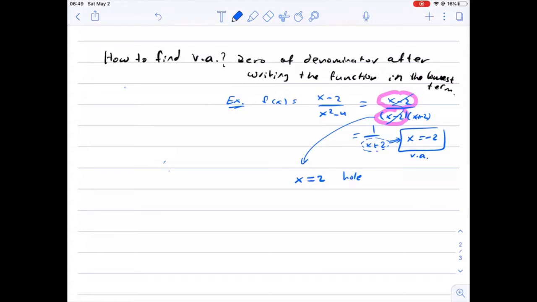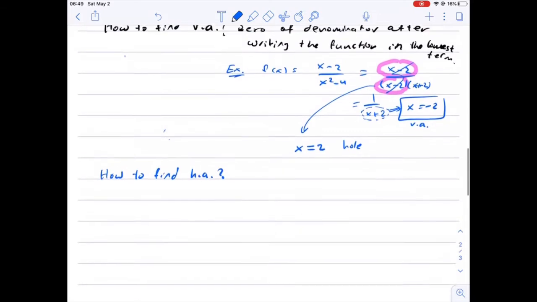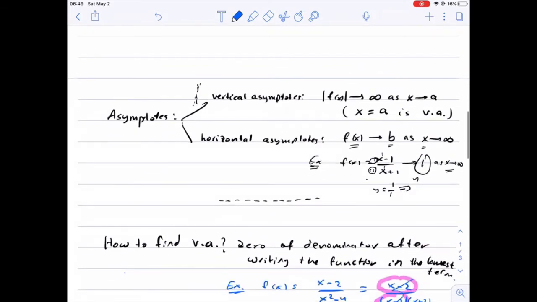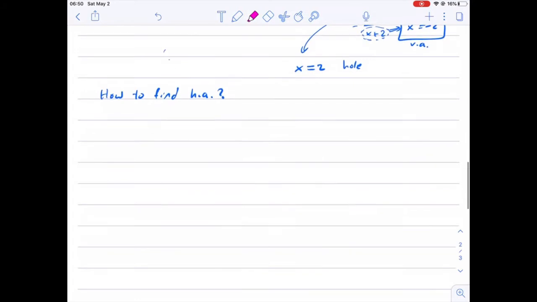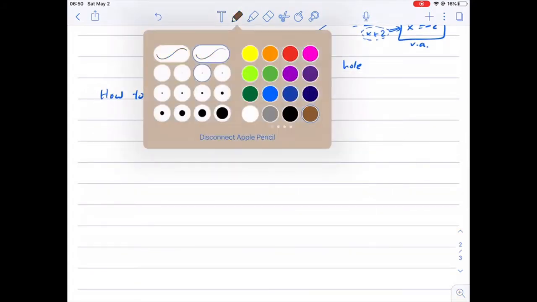Now we have how to find the horizontal asymptote. For the horizontal asymptote, as we described here, if the degree of the numerator is the same as the degree of the denominator, we just look at the leading coefficients of the numerator and the denominator and find the ratio of that. So let's elaborate on this, or write it in a more general form.